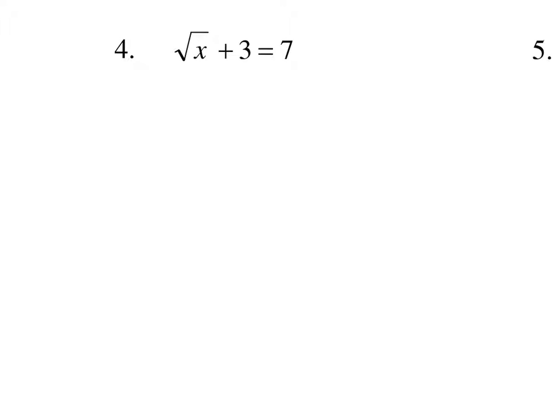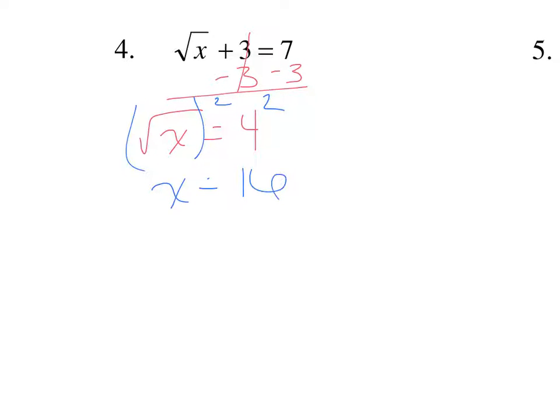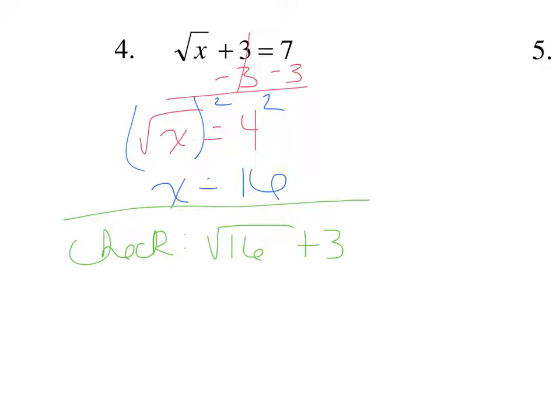On number 4, we need to isolate this radical, so we're going to subtract 3 from both sides. We have the square root of x equals 4, and then we square. So x equals 16. And then we put it back in. We check. The square root of 16 plus 3 equals 7. Well, 4 plus 3 does equal 7, so this checks out.